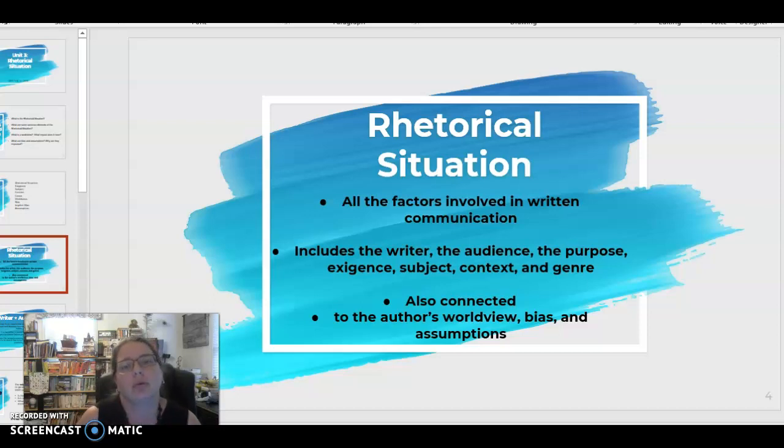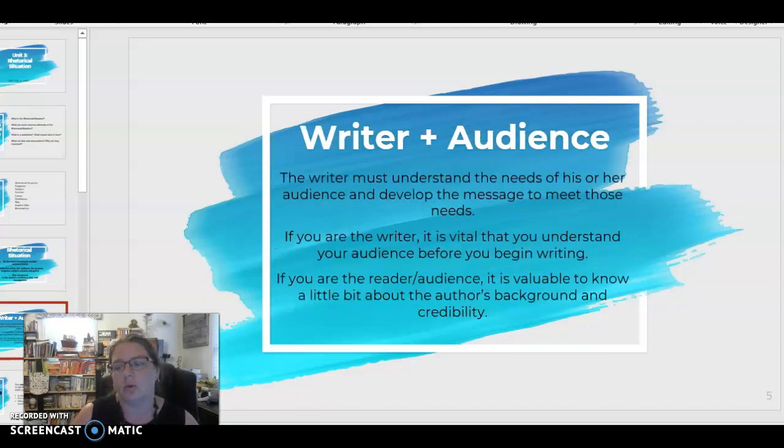And when we say rhetorical situation, we are talking about all of the factors or circumstances involved in written communication. That includes both the writer and the reader or the audience. It includes the purpose, the subject, the context, the genre of writing, and it's connected very closely to worldview, bias, and assumptions. So to start with, we consider the writer to be central to the written communication, right?